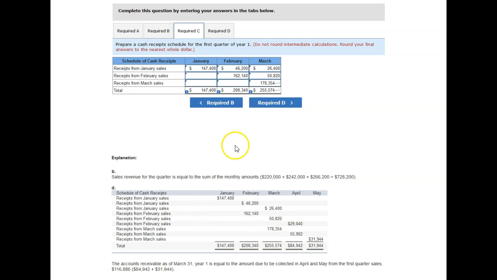So this shows you, of those three months of sales, January, February, March, when will you collect the cash? Most of it in the month of sale, here, here, and here. But then you're going to collect part of January sales in February, part of January sales in March, and you have the same pattern all the way through. Okay, so that's how we get these numbers for requirement C. This is the expected cash collection in these months for the sales in January, February, and March.